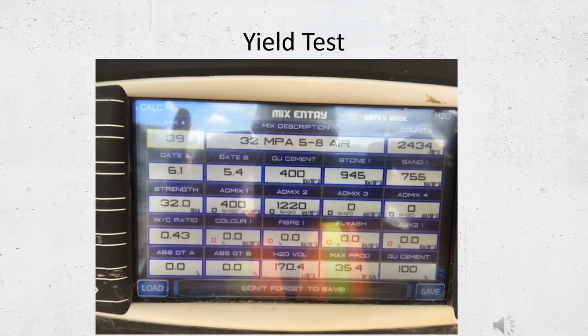Now that we've got our yield box built, let's get our mobile mixer charged with materials, run our moistures on our aggregates, and enter the figures into the onboard computer and make sure our aggregate gate and water and admixture dispenser settings are all adjusted for the new C2 mix design that we're going to run.